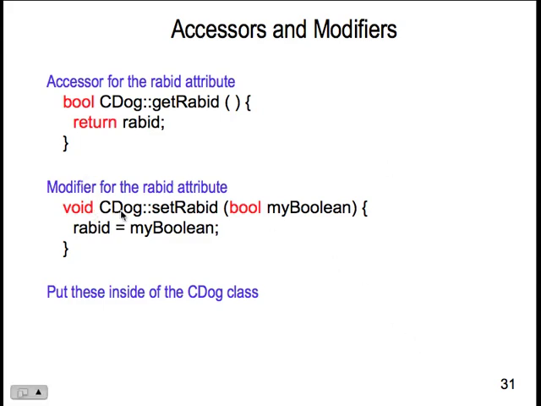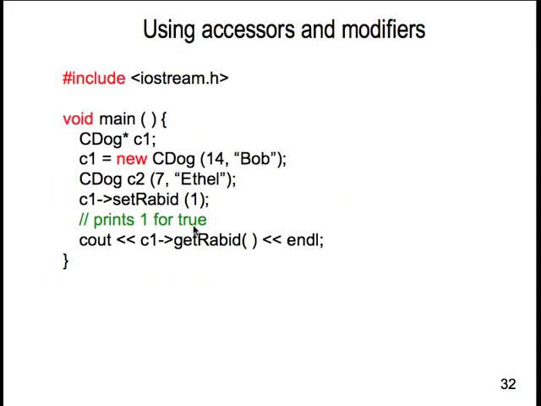And then the modifier here, void CDog setRapid, is essentially going to take on a Boolean, my Boolean, which is going to be a true or false. And that's going to say rapid is equal to my Boolean. We don't have to return anything, so we have void here because we're just going to set the value. So we put these inside of the CDog class along with everything else, and we can run it.